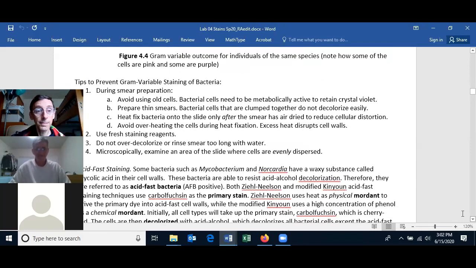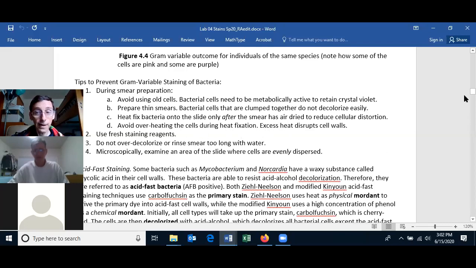Some tips in helping your cell stain well. Avoid using old cells. Prepare a very thin smear, ideally only one cell thick. Heat the bacteria on the slide after it's air dried. If you do it before it's air dried, the water in the cells will boil out of the cell, and that'll destroy the cell and destroy the shape of the cell. Another way of destroying the cells is if you overheat them in heat fixing.